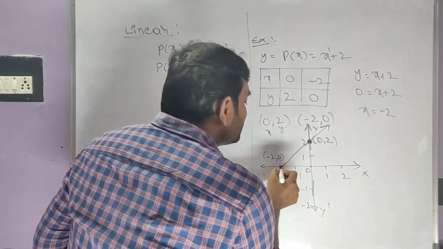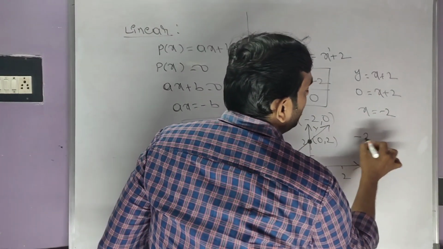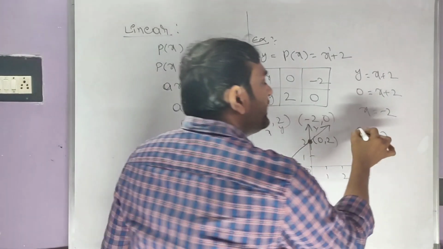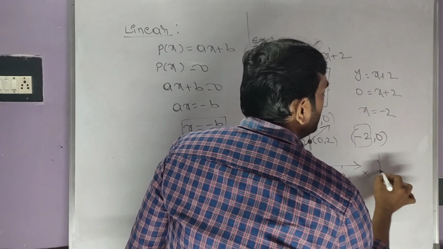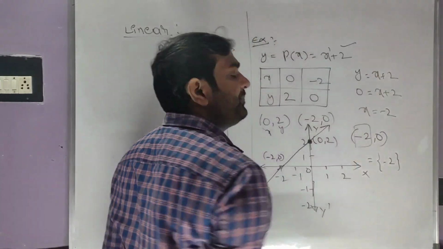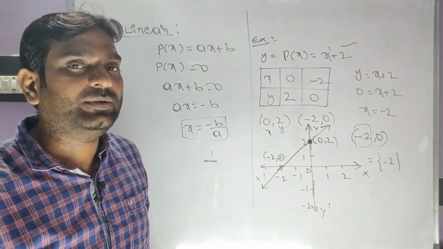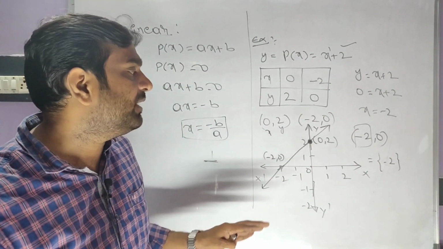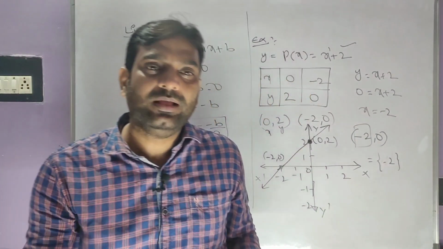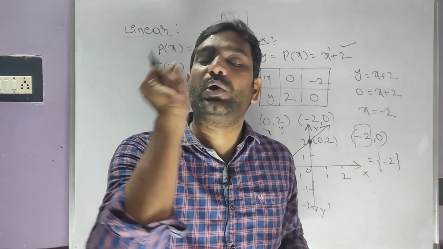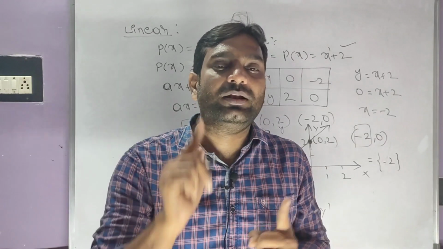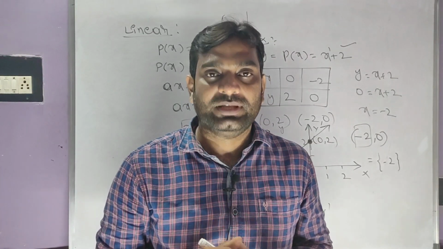The straight line intersects the x-axis at (-2, 0). What is the x-coordinate here? Minus 2. So this minus 2 is the zero of the given linear polynomial. A zero is where the straight line intersects the x-axis. The x-coordinate of that point is called the zero of the polynomial. For a linear polynomial, you will get one zero. Is that clear?